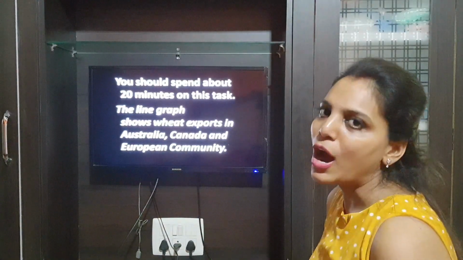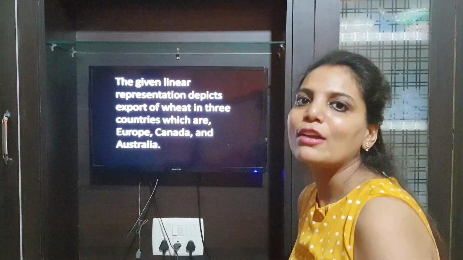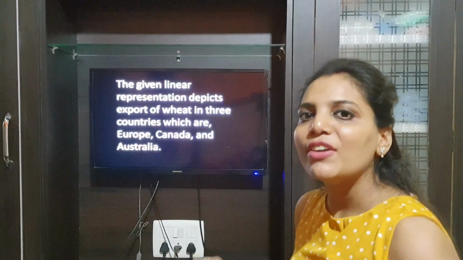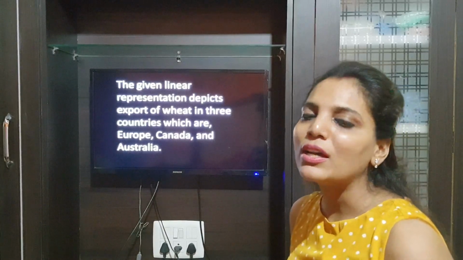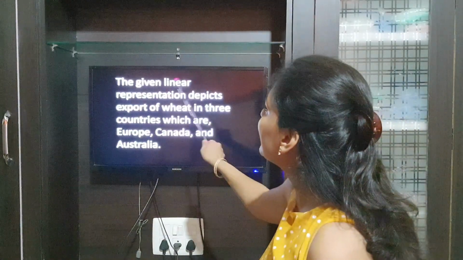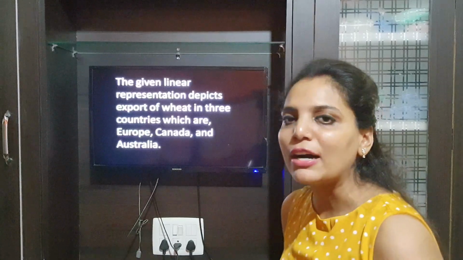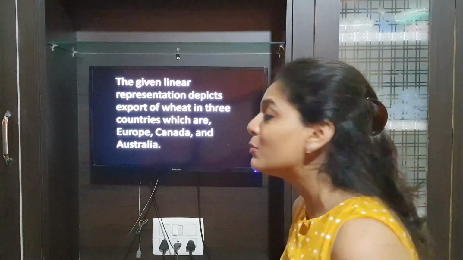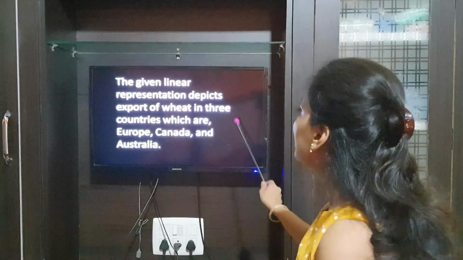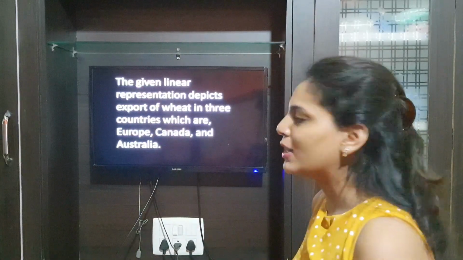So let us see how I have written the introduction. The given linear representation, as I have already told you previous times also, that we are not going to draw the graph on our answer sheet anywhere. So what we can write, the given linear representation. Yes, you can also use the word representation for graph, or chart. We can write representation depicts export of wheat in three countries. Which are those countries? Europe, Canada and Australia.